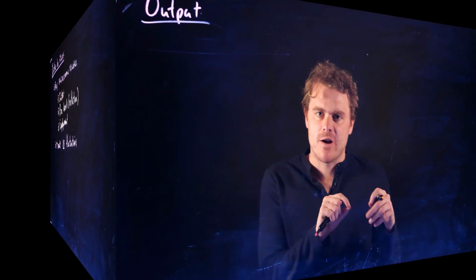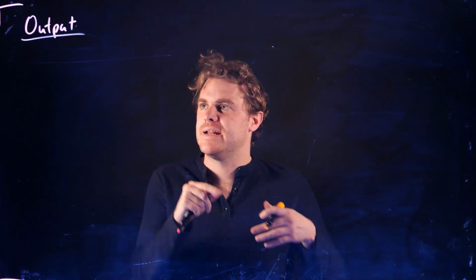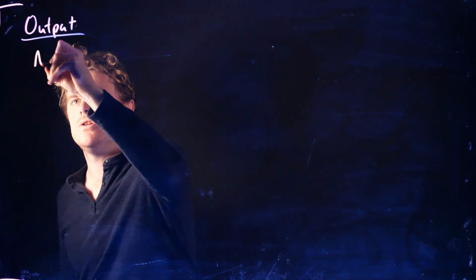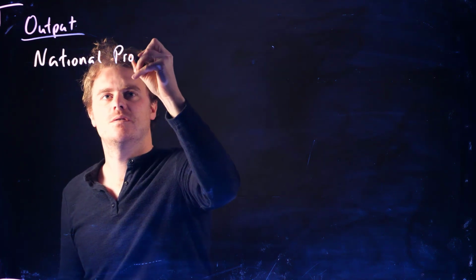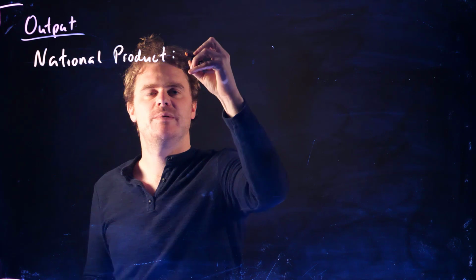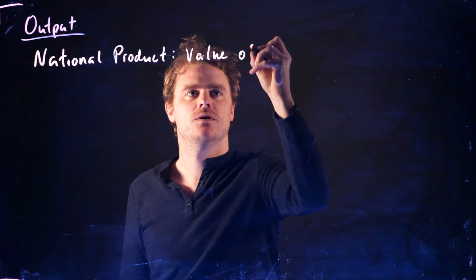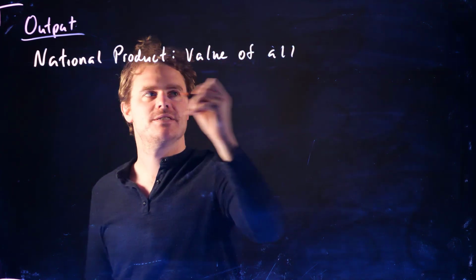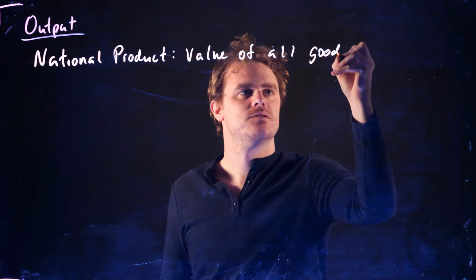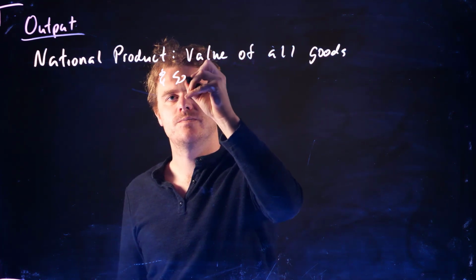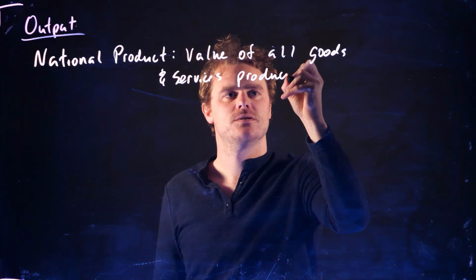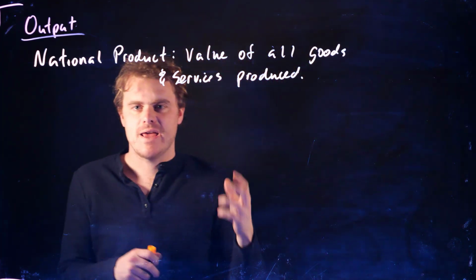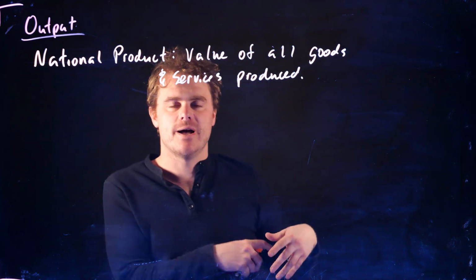So the first macroeconomic variable that we're going to look at is output. In particular, we're going to look at national product, which is going to be the value of all goods and services produced. So the national product of Canada would be all the goods and services produced in Canada.